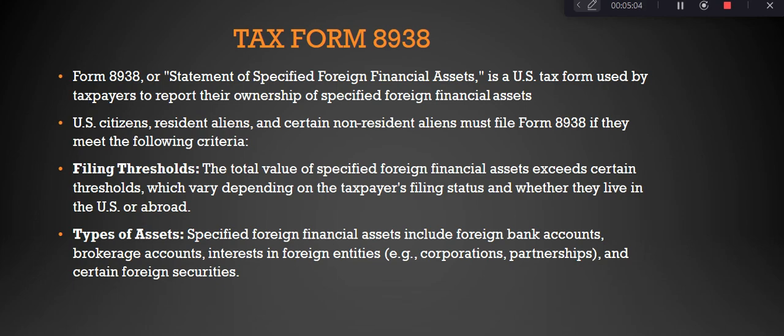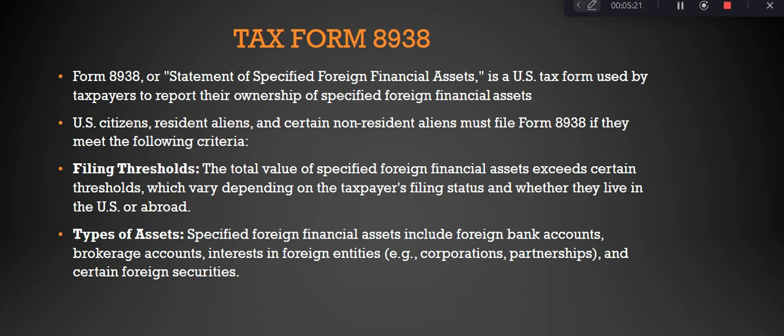US citizens, resident aliens, or any non-resident aliens in certain categories should go ahead and report their assets and incomes. This has two basic criteria: the filing threshold and the types of asset.